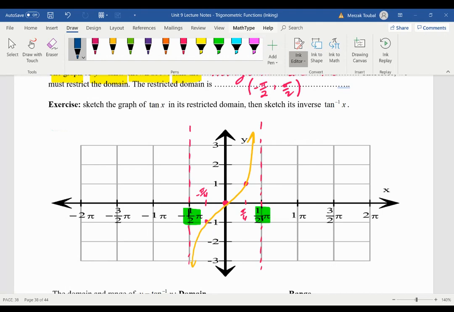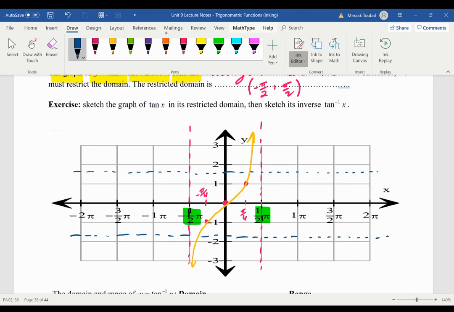So pi over 2, it's somewhere in between 1 and 2. So let's approximate it over here. It's like 1.57 or something. So negative pi over 2 is also between negative 1 and negative 2. So these vertical asymptotes became the horizontal asymptotes.